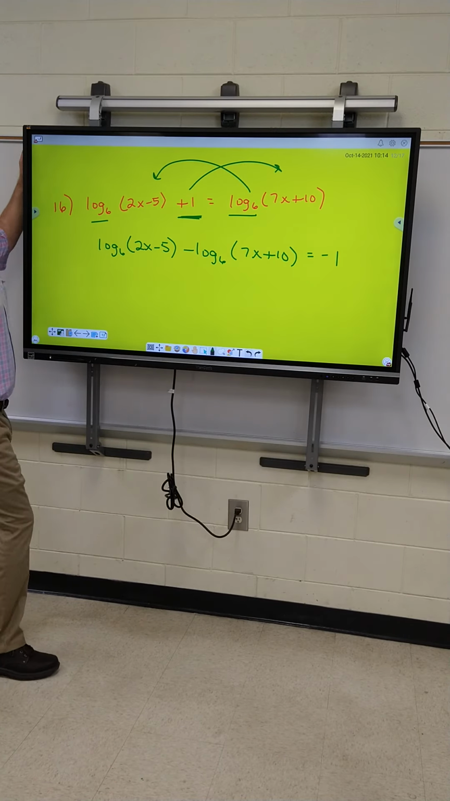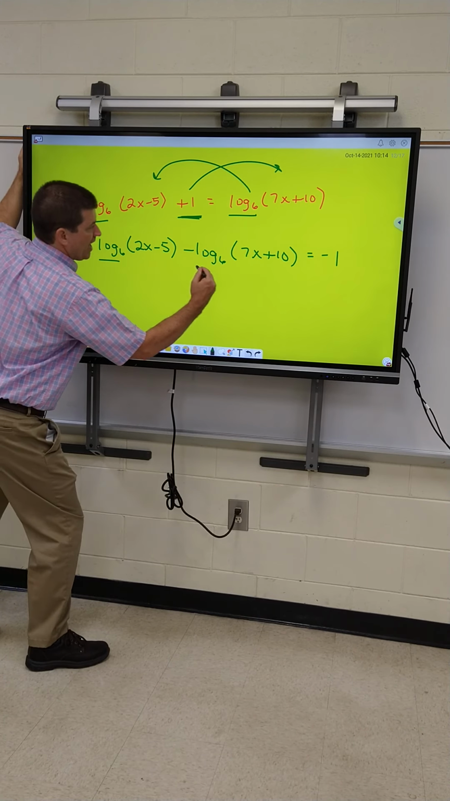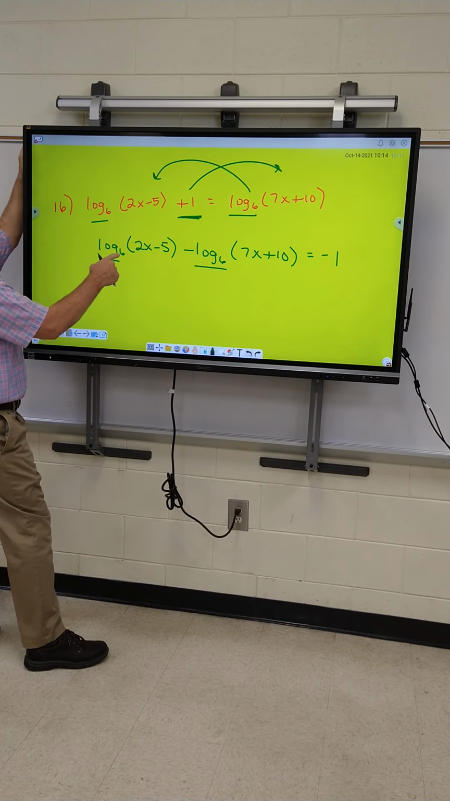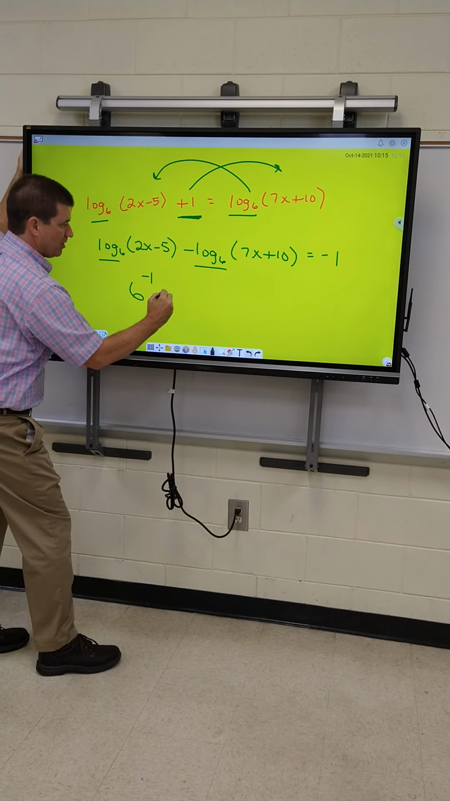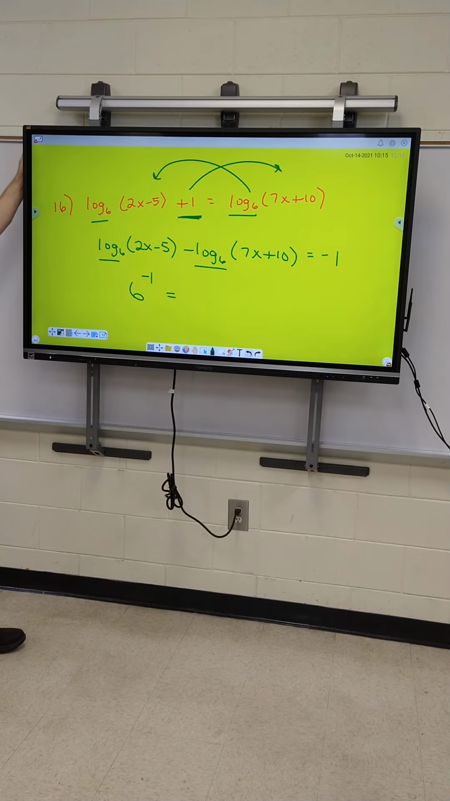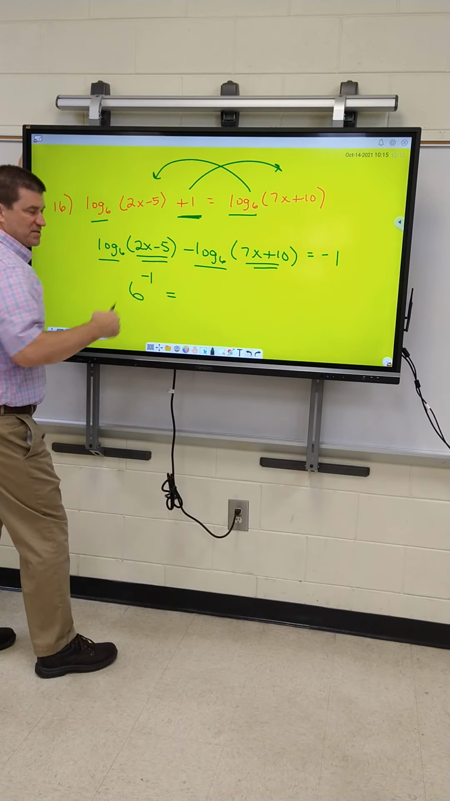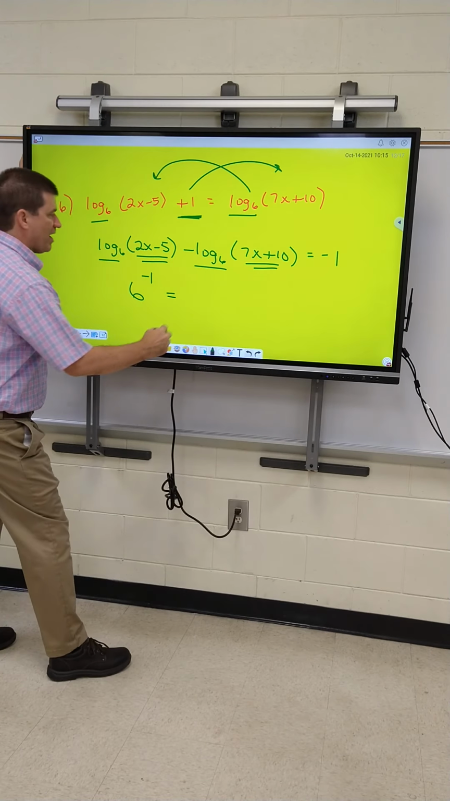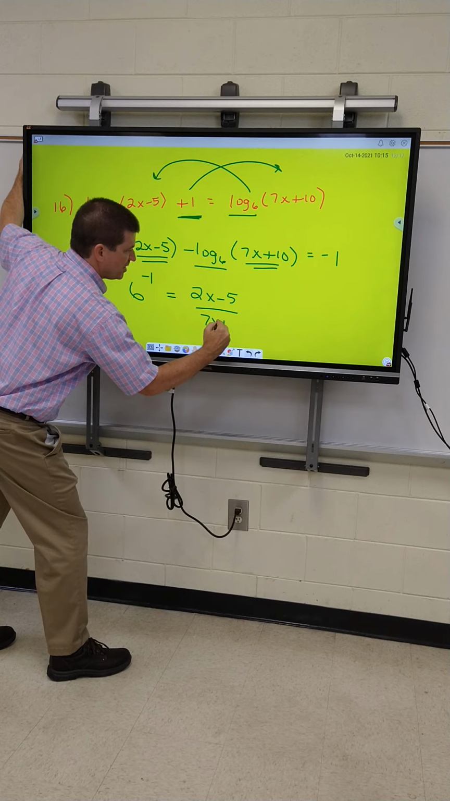All right, here's how we set it up. Y'all ready? Everybody watch. The ones that have the log, that's where you start. We're going to go 6 to the negative 1 power equals. Now, Grant, what's going to happen between this and this if they have a minus in the middle? You're going to divide them. So it's 2x minus 5 on the top, 7x plus 10 on the bottom.